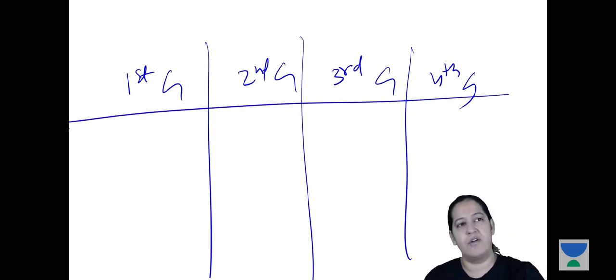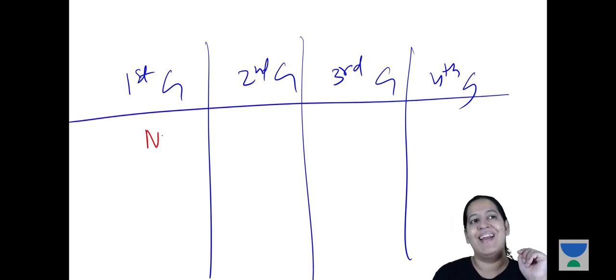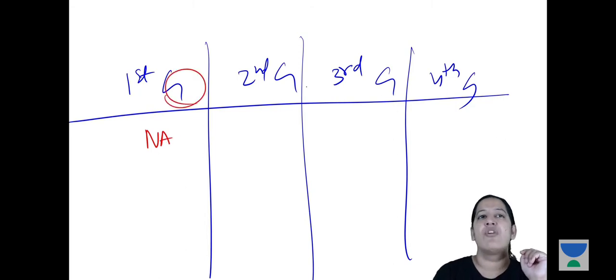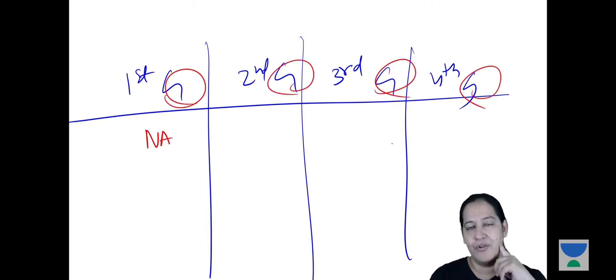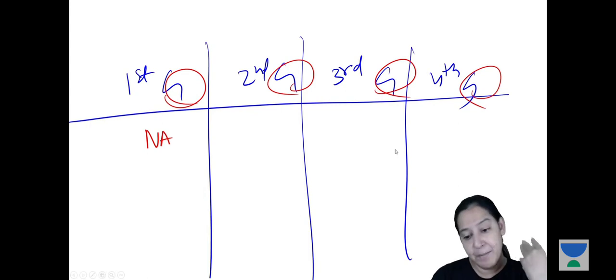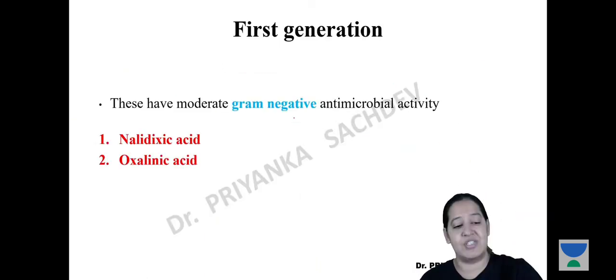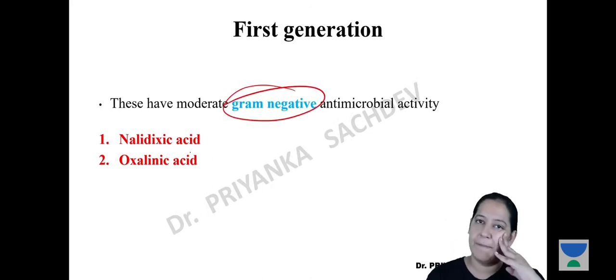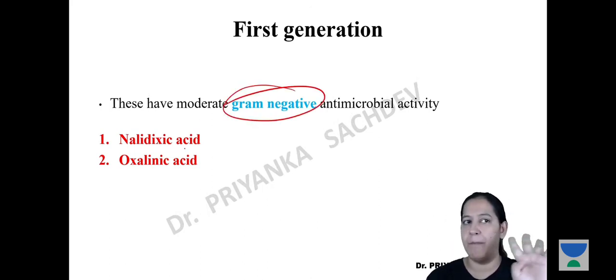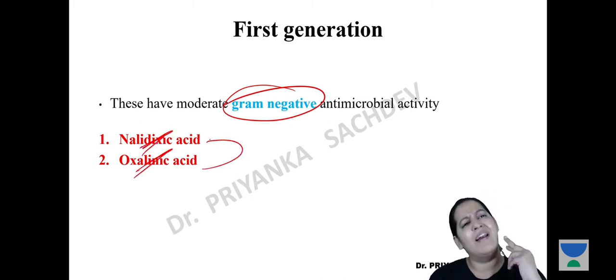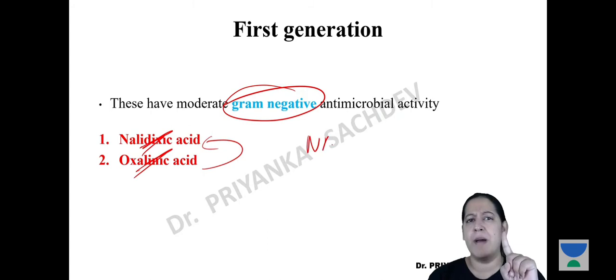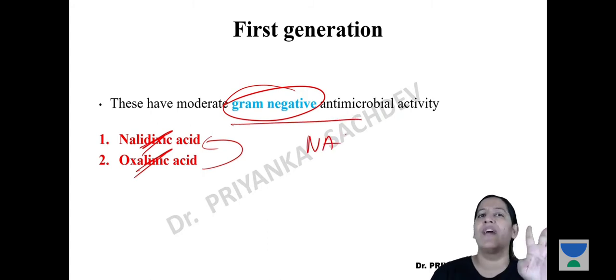First, second, third, fourth. In the first generation, only nalidixic acid is there. Now, what is this generation? What is this first, second, third, fourth generation? It is a spectrum. We are improving the spectrum. Okay, let me tell you. The first generation, which came first in the world, was acting only against gram-negative bacteria. You know gram-negative. It was not killing gram-positive. And 2 members are there, nalidixic acid and oxolinic acid. Oxolinic is a part of nalidixic acid, so you can see only one member, nalidixic acid. It is killing only gram-negative, first generation.